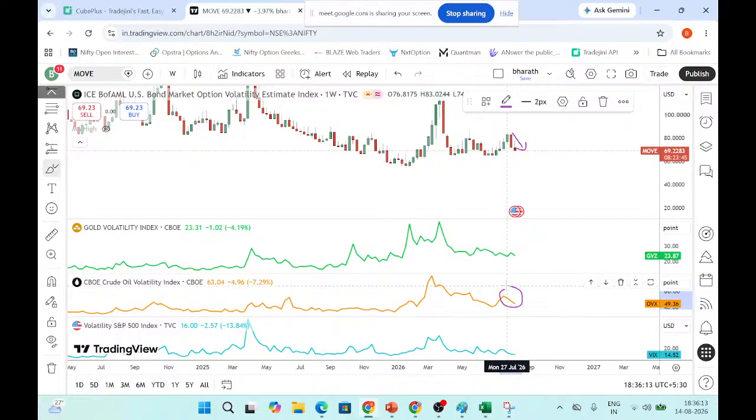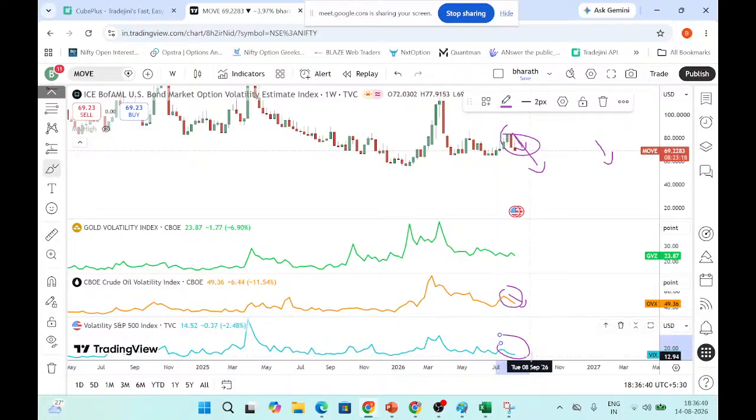You can see this is the fear of what? Crude oil volatility. The fear in the crude market is also coming down. That means inflation pressure is coming down. Jobs data is not great, so the probability of an interest rate increase is not actually high. That is the reason you also see the bond market volatility coming down. This is also putting the equity market at a sweet spot.